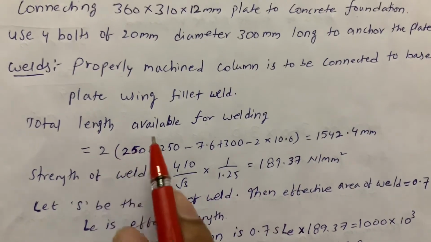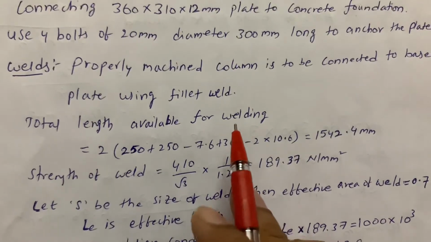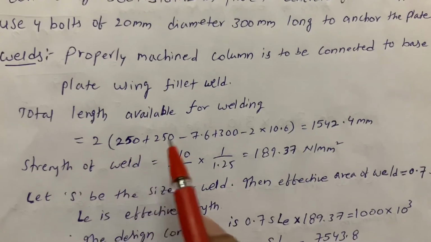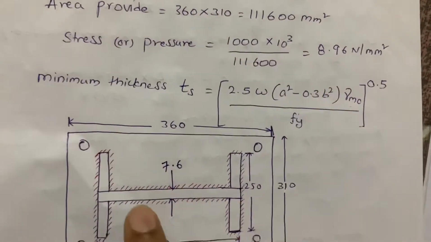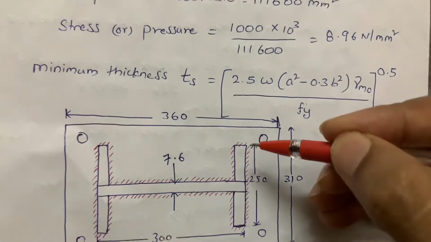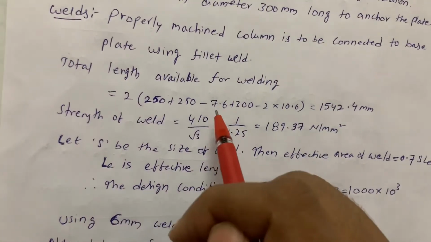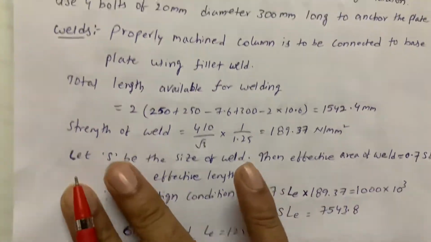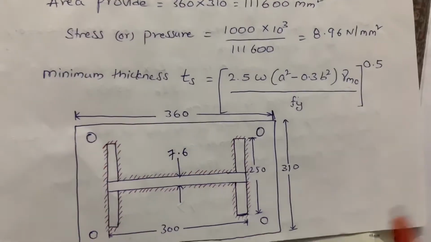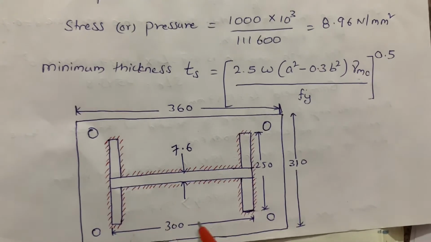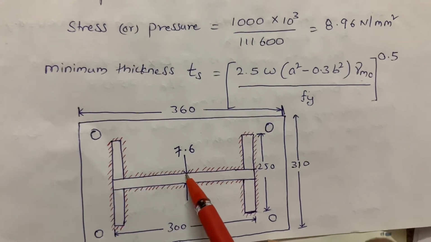So the total length available for welding. The total length of the welding available in this problem is 250 plus 250. We know that this red color portion is the welding portion. So 250 is this one, and 250 plus 250, two sides we are doing the welding. Minus 7.6, that is the thickness of the web. This one, the thickness of this web is 7.6. So I am deducting from this, 300 minus 7.6.